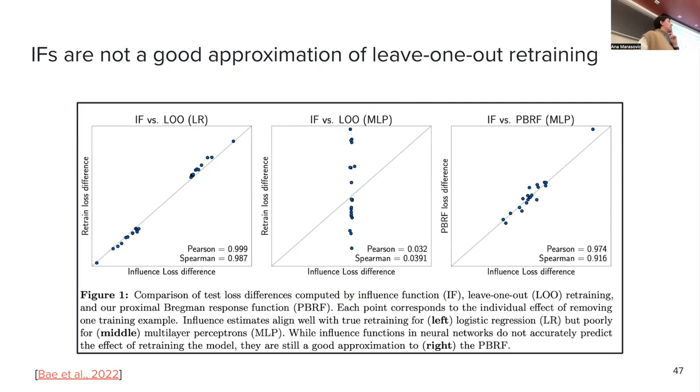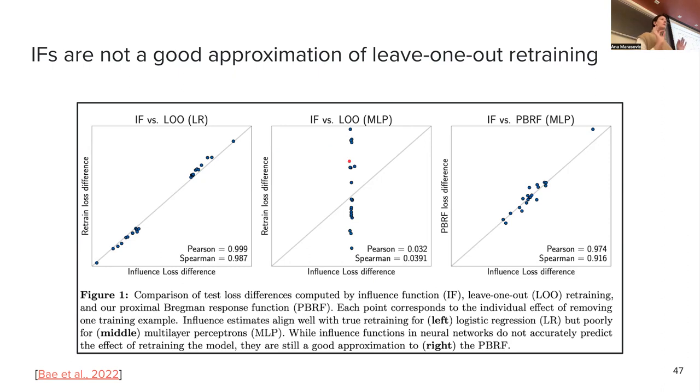But another issue we have seen, which is orthogonal to efficiency, is that influence functions didn't approximate leave-one-out retraining well if we are using multilayer perceptrons. When we use logistic regression, we can get these nice correlations between the loss difference computed by influence functions and leave-one-out.